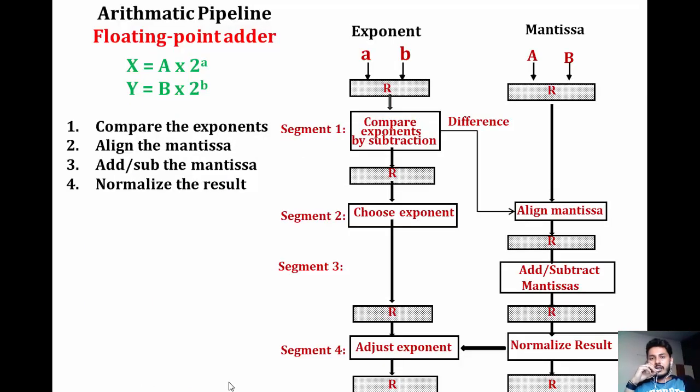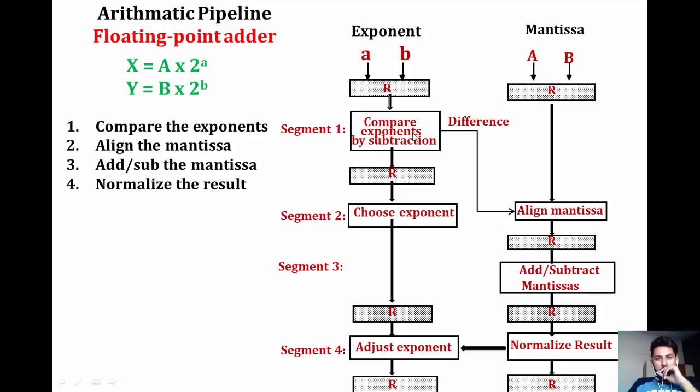The same can be viewed from the flowchart point of view. This is the arithmetic pipeline flowchart, where there will be exponents a, b and the mantissas A, B. The operands will be in a number of different registers. R denotes the registers, so we know that at the end of each segment there is a register to hold the temporary result. The entire process is divided into 4 sub-operations: compare, align, then add or subtract, and normalize.